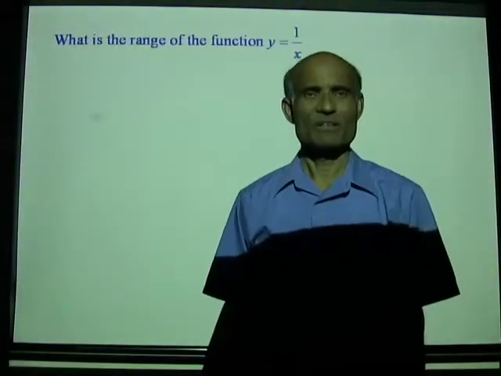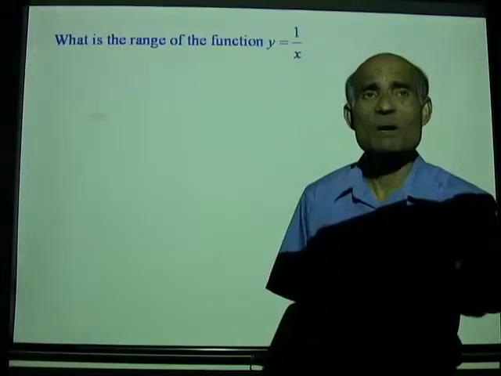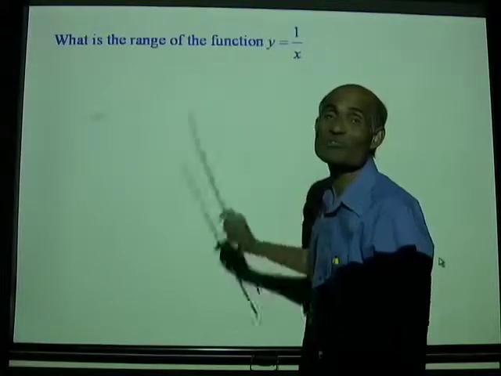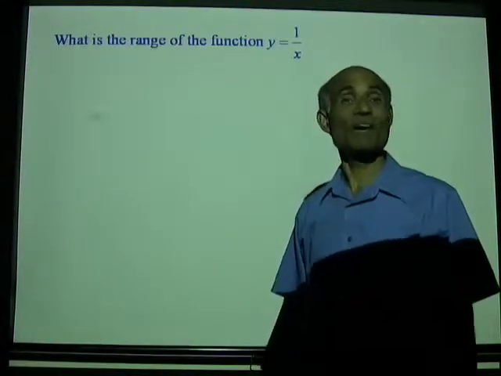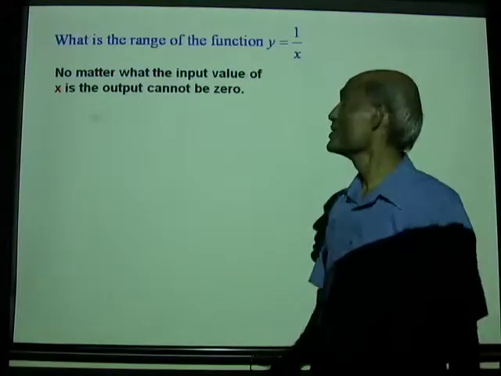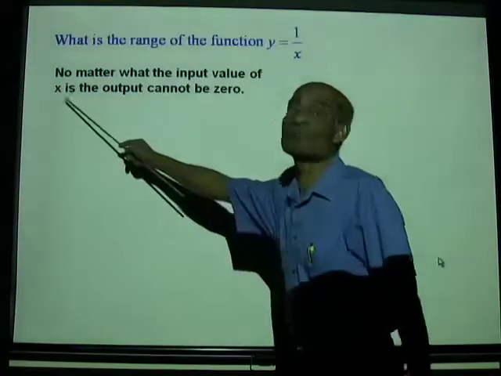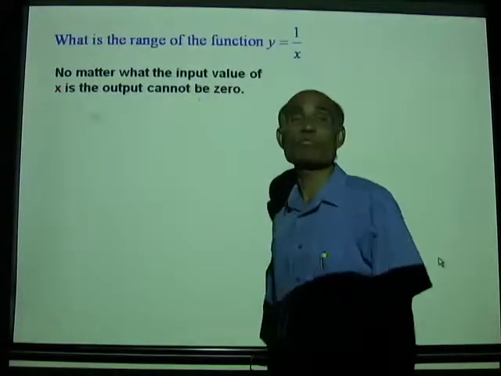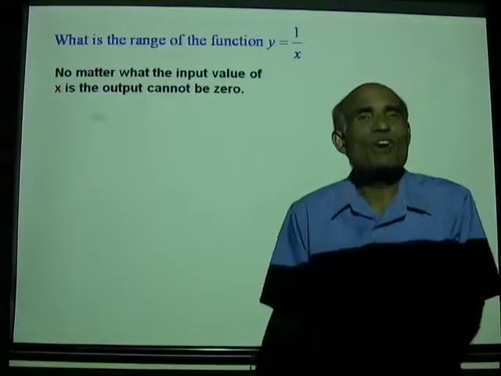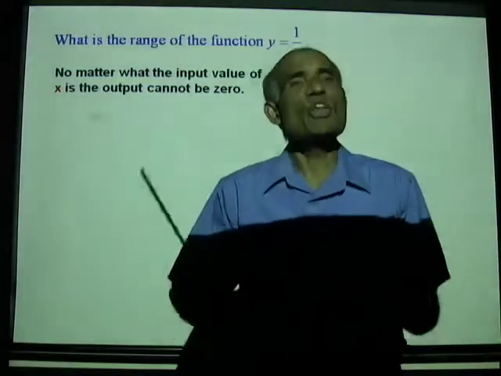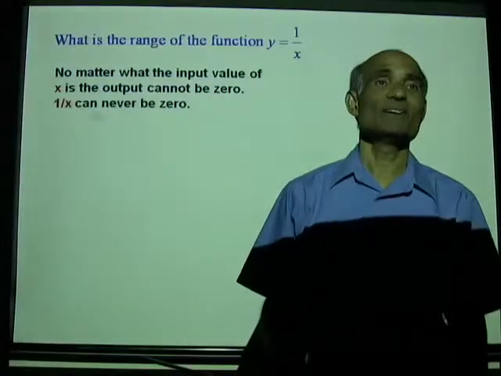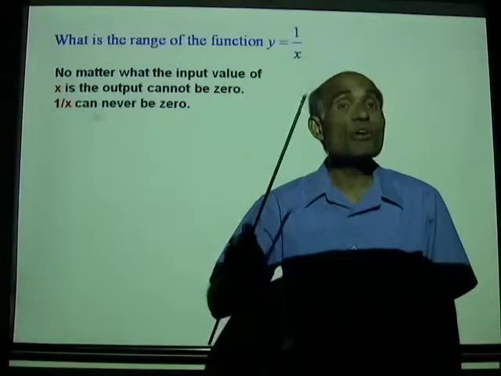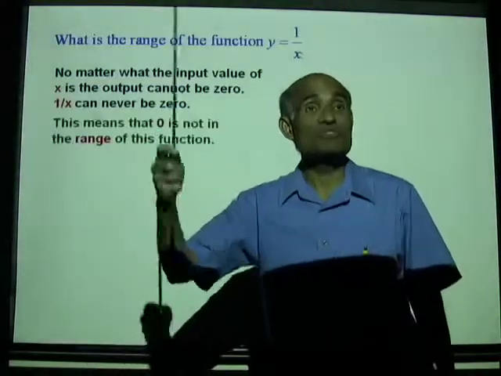Think about it. If you say yes, give me that number which, when placed here, will give you the output equal to 0. Well, actually there is no such number. No matter what the input value of x is, the output cannot be 0. That means 1 over x can never be 0. So 0 is excluded from the range as well.